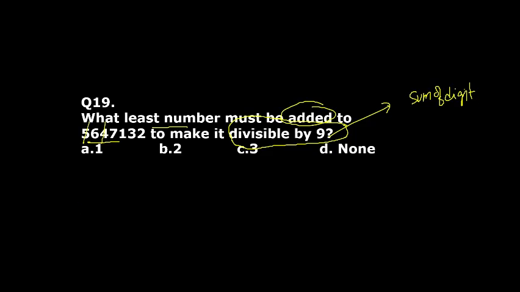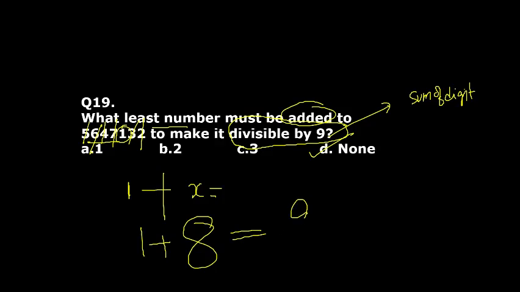So 5 plus 4, 9 is cancelled out. 7 and 2, 9 is cancelled out. 6 and 3, 9 is cancelled out. So we are left with one as the remainder. So what should we add to this number so that it is divisible by 9? To 1 we will definitely add 8 so that it will be divisible by 9. So the answer is none of these. We should add 8. 8 is the correct answer. None of these is the correct answer.